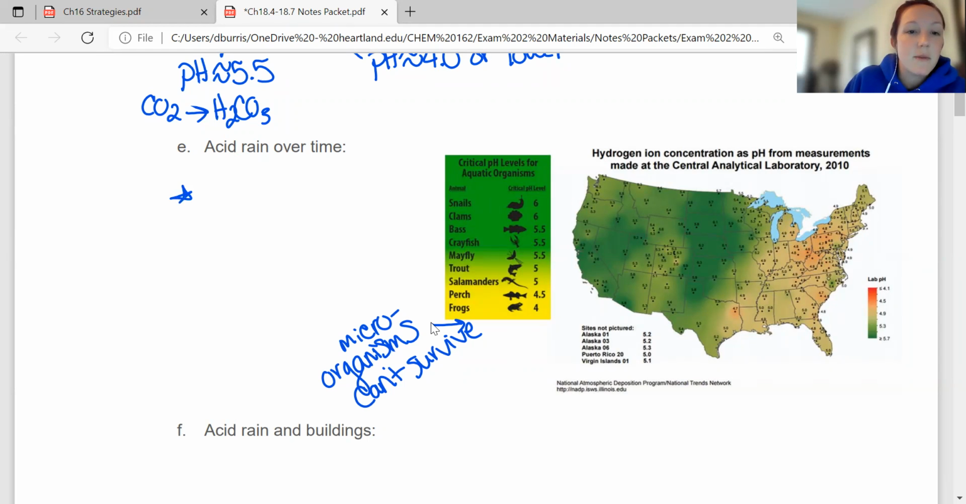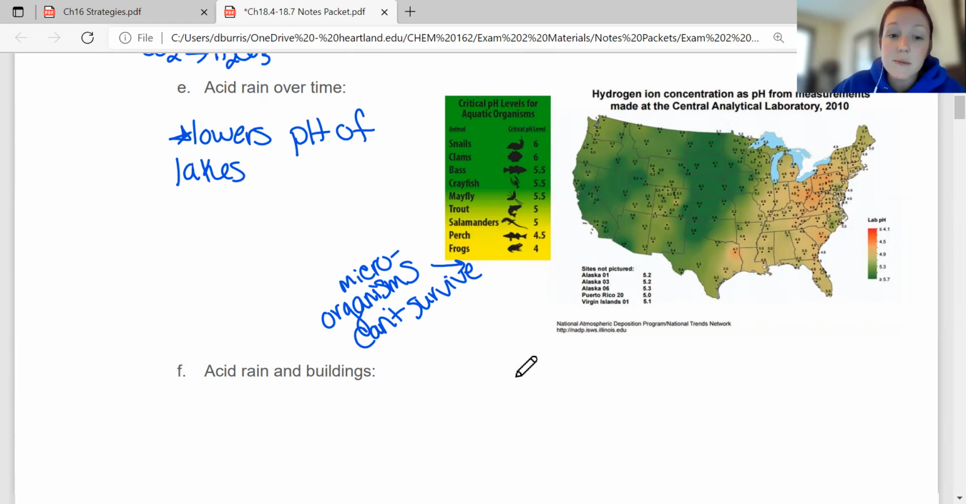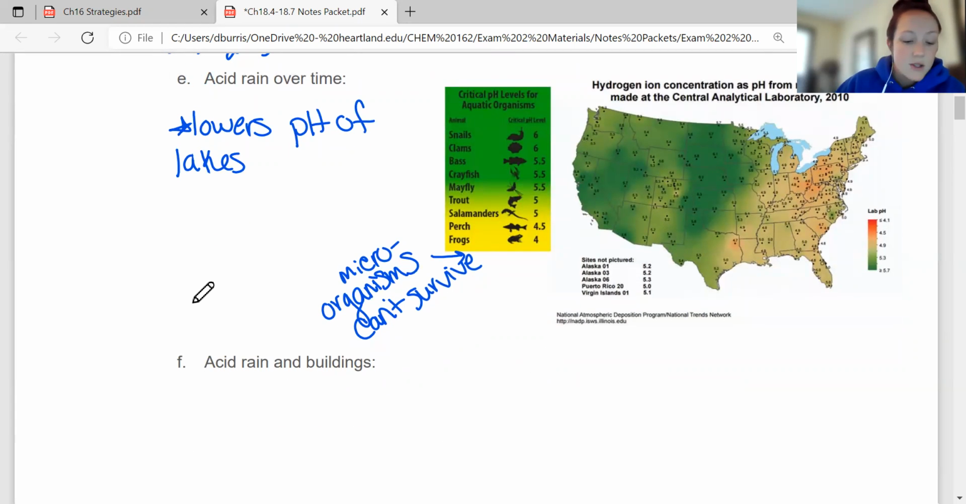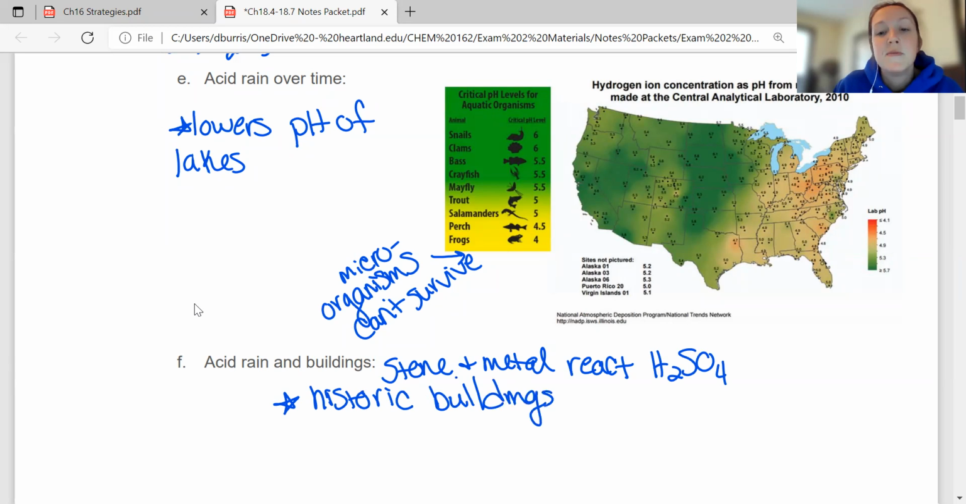So of course, acid rain over time lowers the pH of lakes, rivers, etc. Okay. Now, not only does it affect these organisms, it also destroys buildings. So any buildings that are made of stone and metal will react with that sulfuric acid in the acid rain. Okay, and then they start to degrade. This very commonly starts breaking down historic buildings, and there's a reason for that. So historic buildings are most affected.